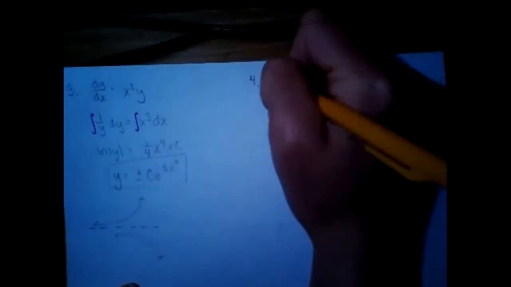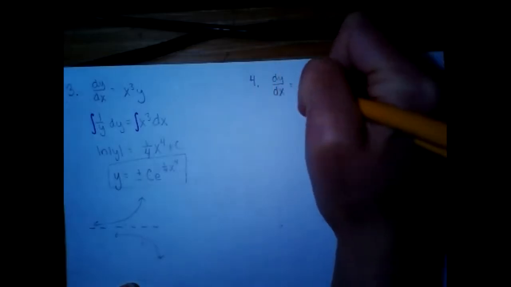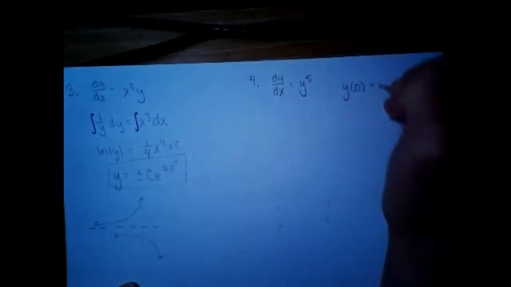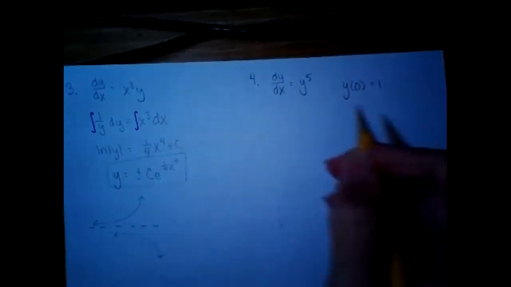All right, and then number 4, I wanted to go over. Number 4 has a negative exponent, which just tends to throw people off. So I just want to make sure we go over this one. Now, this has an initial condition, y of 0 equals 1. So we're going to get one particular solution.